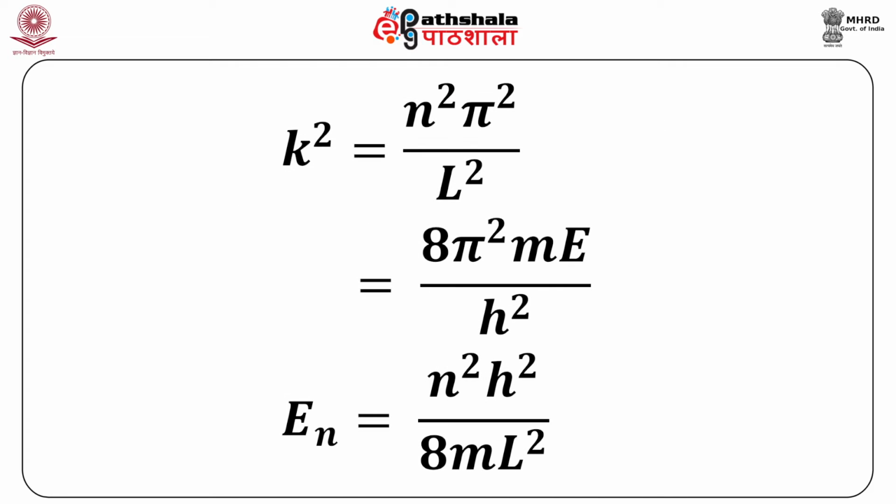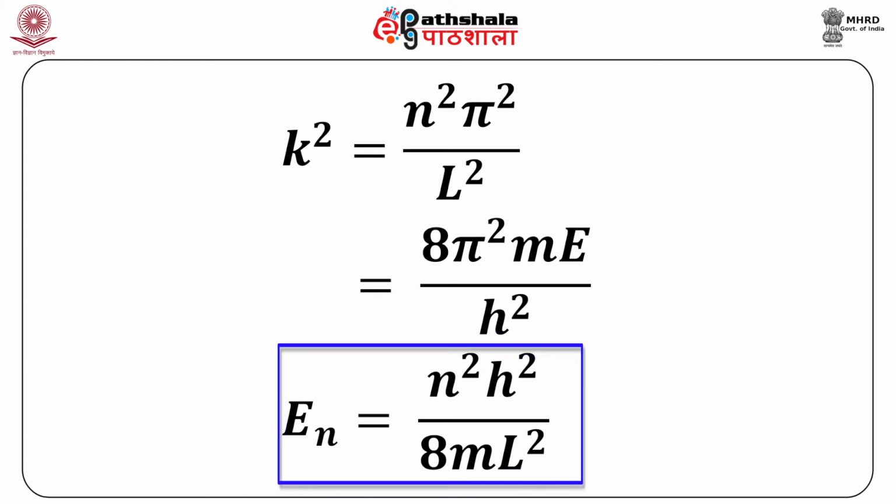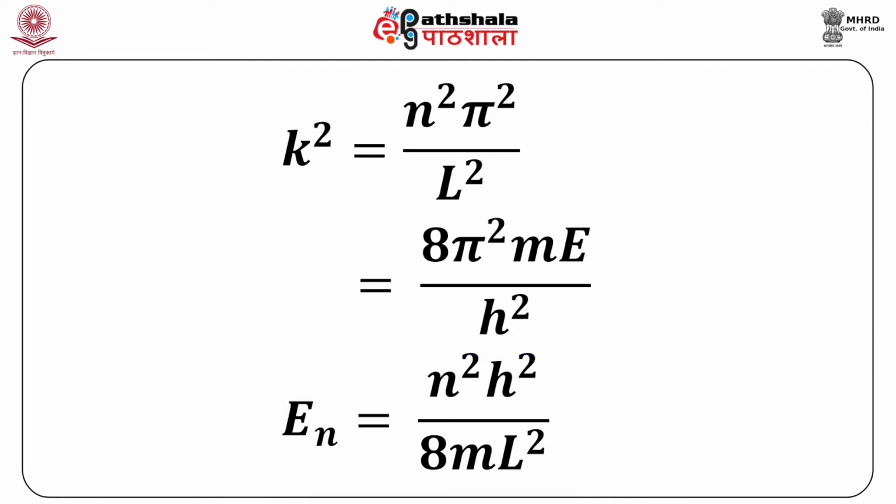But we know that k square is equal to 8 pi square mE upon h square, and if we put it back from here, we straightaway get the energy of the particle E_n, which is equal to n square h square upon 8 m L square. Here n can have the value of 1, 2, 3, etc. But please remember, n cannot have the value equal to 0.